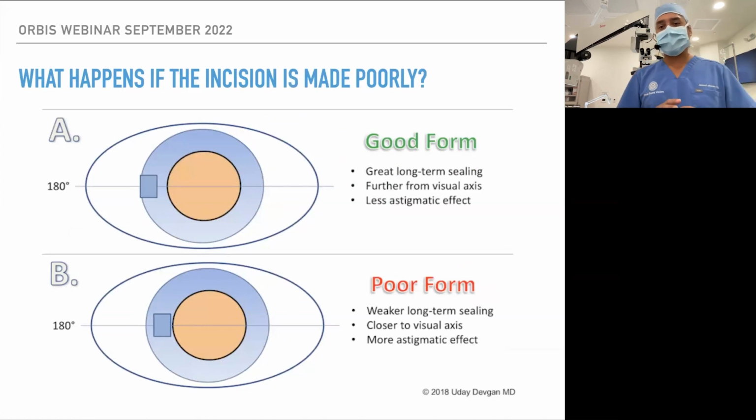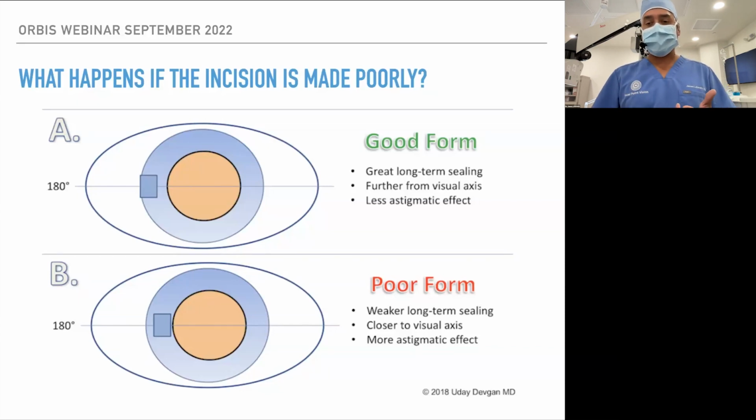What happens if the incision is made poorly? The first one here shows good form. This is where you have a rectangular type incision that's great for sealing, not too short, not too long. If you look below, the surgeon started that incision too much anteriorly, and that causes poor sealing.